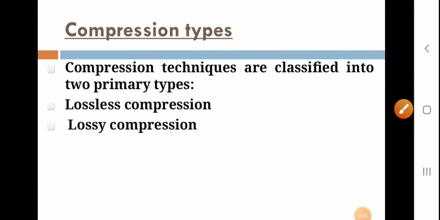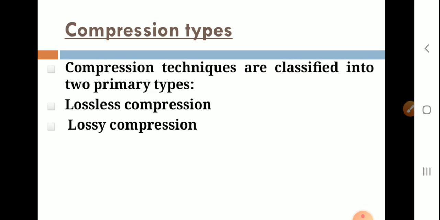Today's topic in the subject of digital image processing is the compression types. We already talked about what compression is, and what the compression system or model is. The next topic is the compression type.